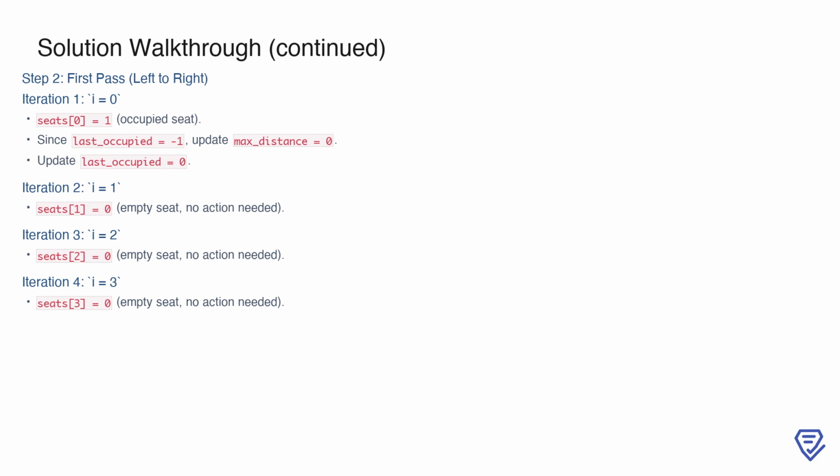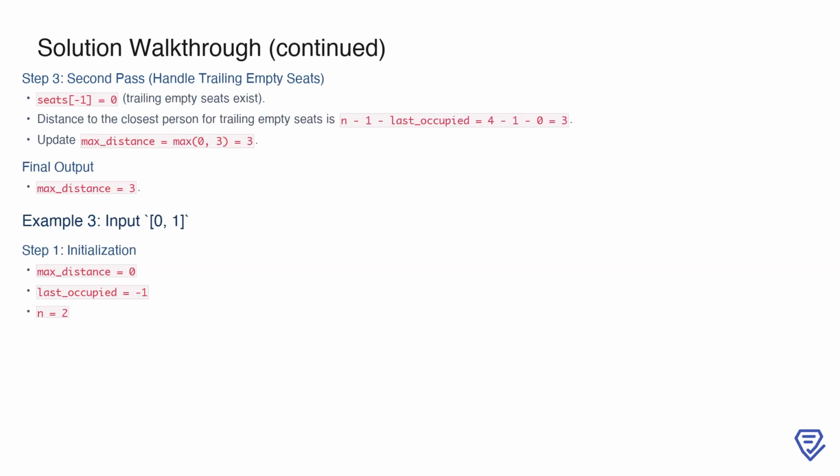At i equals 1 and i equals 2, the seats are empty, so no action is needed for these iterations. Finally, at i equals 3, the seat is also empty, so we move on without taking any additional steps. In the second pass, we check for trailing empty seats. Here, the last seat in the array, seats[n-1], is empty, which means trailing empty seats exist.